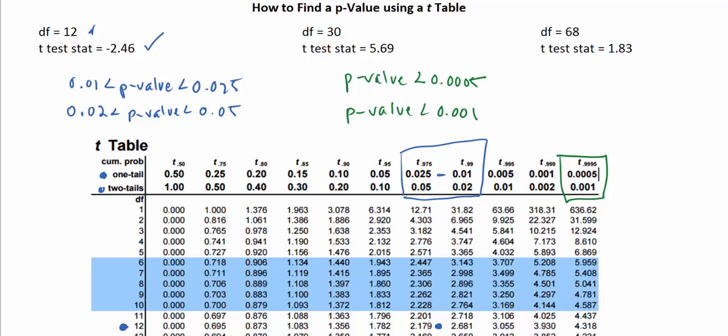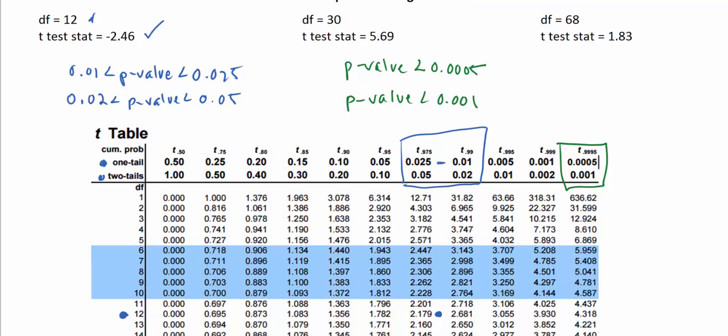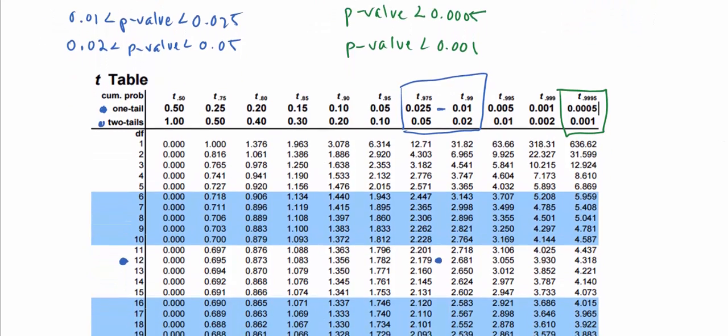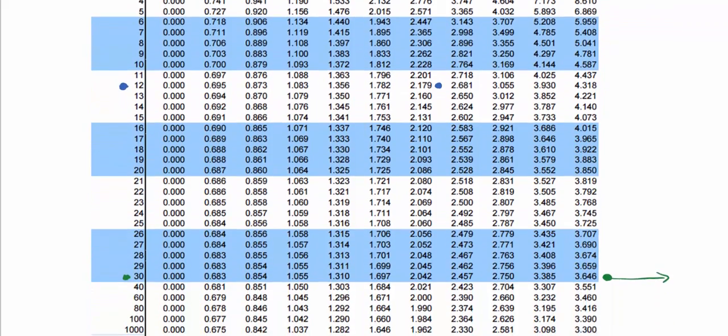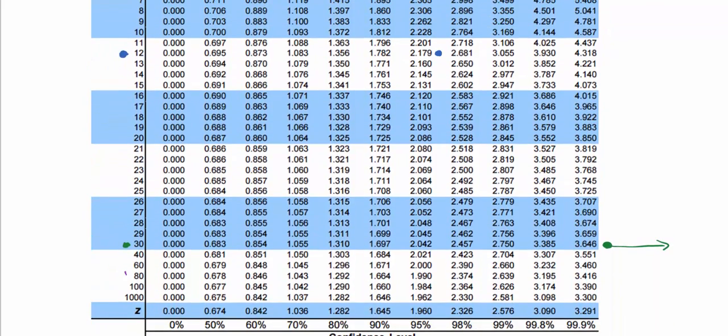All right, so for our last example, let's go ahead and look at the degrees of freedom of 68 and the test statistic of 1.83. So if we scroll down to 68, we find that it's actually not on the table. So what do we do if our degrees of freedom are just not listed? Well, unfortunately, the t-table is imperfect in that it can't list all of the degrees of freedom. So it starts to kind of cheat a little bit once our degrees of freedom get larger.